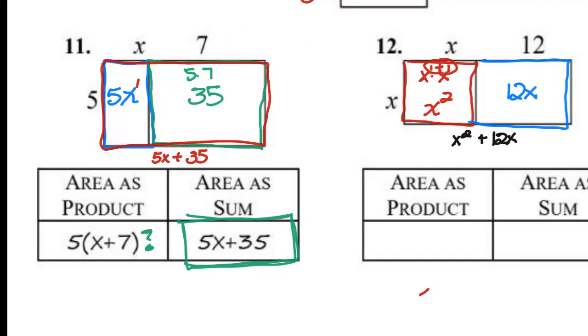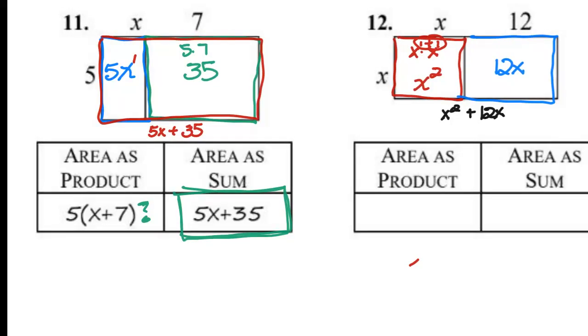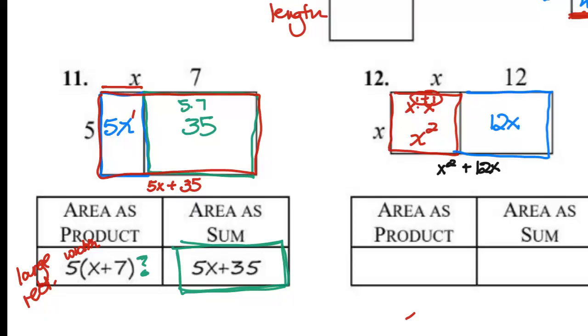Okay, so this is the length and width of the largest rectangle. Okay, when you're doing area as a product, you're looking at the large rectangle overall. So 5, you could say, is the width, and then you have this much was x, this much is 7, so the total would be x plus 7. And you have to keep that together because that's the entire length of the longest side. Does that make sense? It's okay to say no.